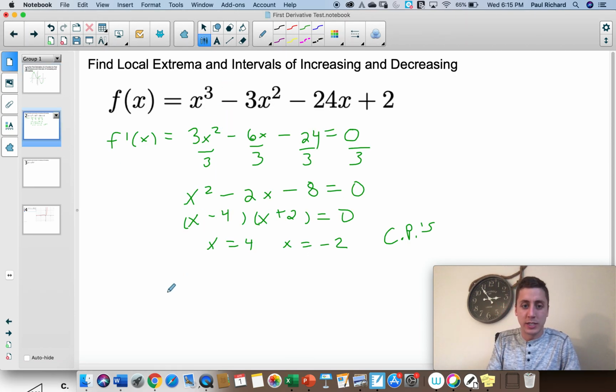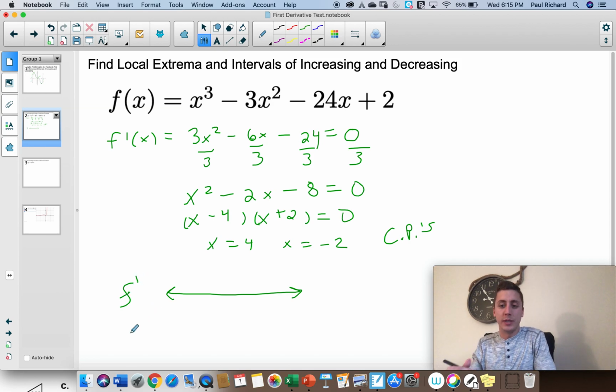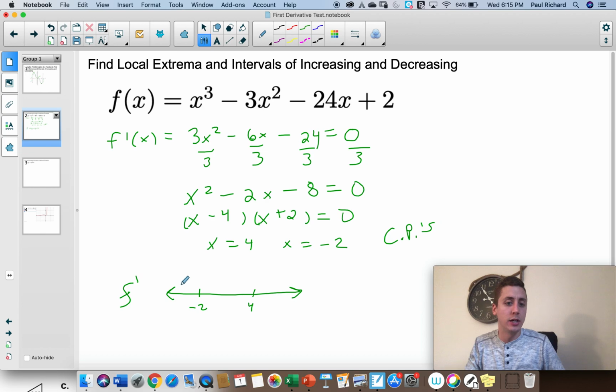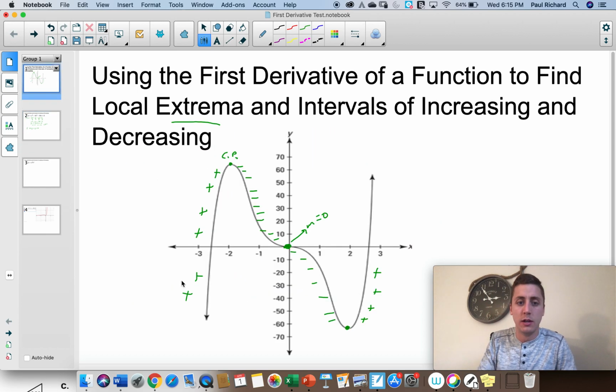What we're going to do is set up an f prime sign chart. Always label your sign charts because in the future, in another video, we're going to be setting up an f double prime sign chart for second derivatives. So label your sign chart, put your critical points on there. We have to check values here, here, and here to find out what the signs are at the sides of our curve.